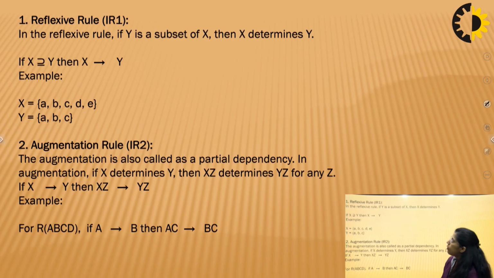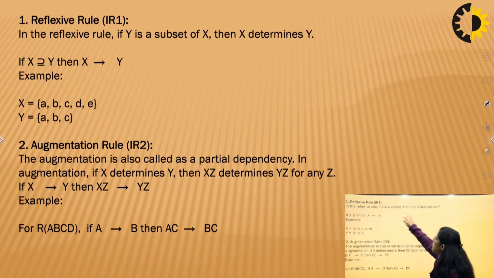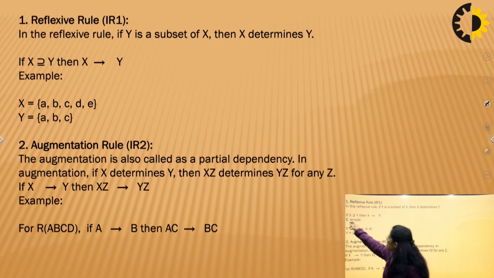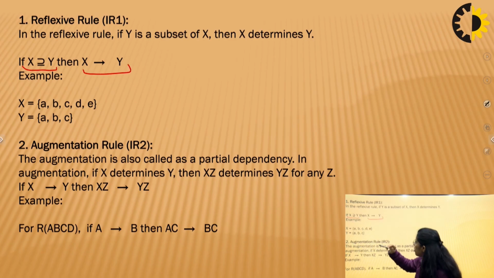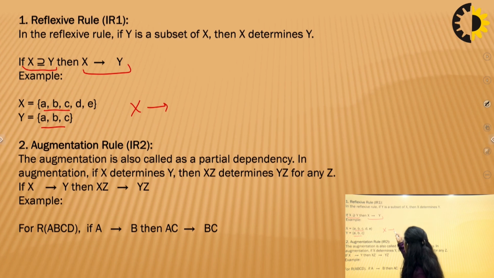The first rule is the reflexive rule. In the reflexive rule, if Y is a subset of X, then X determines Y. If this is true, then we can write this also. So here, let's say X is a combination of this and Y is a subset of X. Then we can write it as X determines Y also, right?